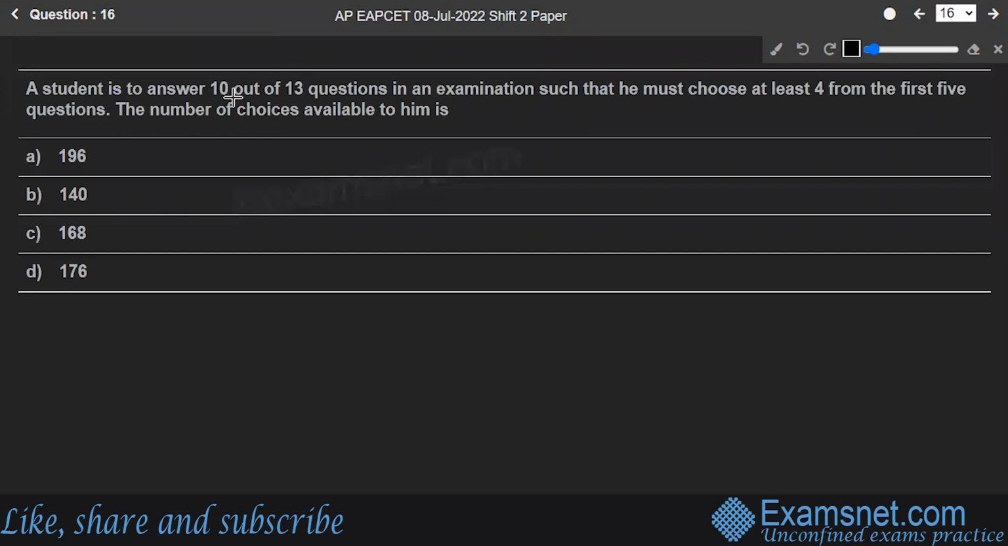A student is to answer 10 out of 13 questions in an examination such that he must choose at least 4 from the first 5 questions. The number of choices available to him is... All right. So first thing, total number of questions are 13. Now, how many questions are to be selected? Number of questions to be selected are 10. We have a restriction. At least 4 from the first 5 questions are to be selected.